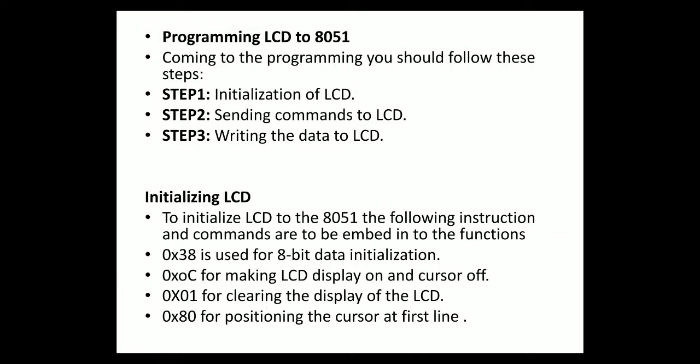The second command is 0x0C. It is used for making the LCD display on and the cursor off. Similarly, the third one, 0x01, is for clearing the display of the LCD. Suppose anything was displayed on the LCD previously and I want to clear it, I need to send the command 0x01. Lastly, 0x80 is for positioning the cursor at the first line. Since there are two rows available in the LCD, if I want to start from the first row, I should send the command 0x80. These are the steps we follow for initialization of the LCD.